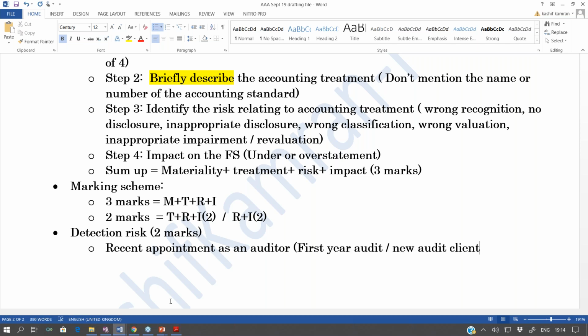How many times have you seen in the past paper in an audit risk question, a new audit client, a first year audit? I hope you've seen that multiple times in past paper. Do you agree with that? First year audit, a new audit client.